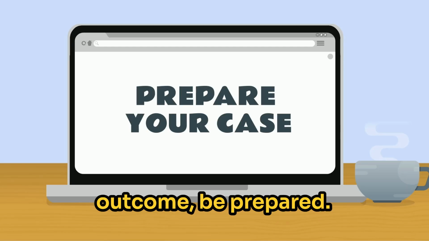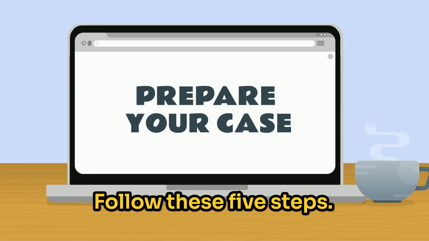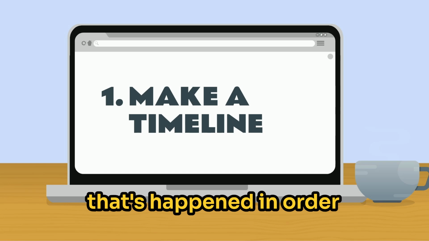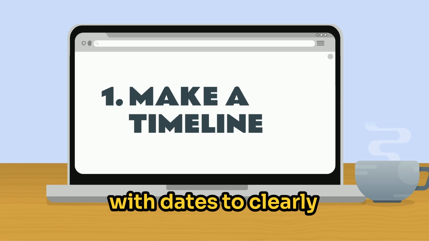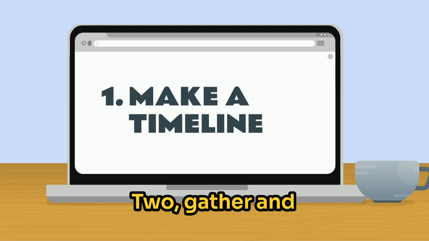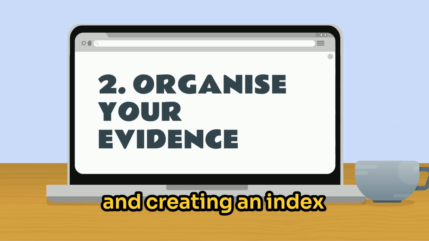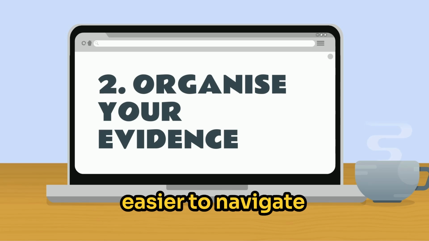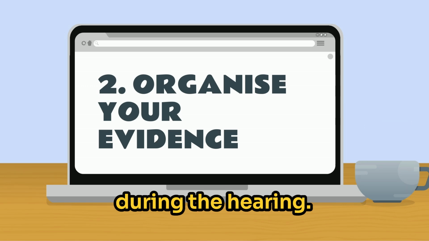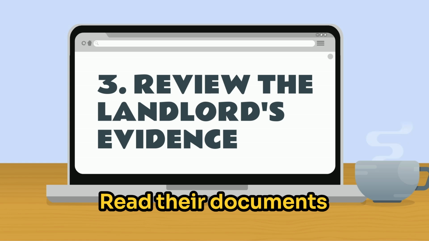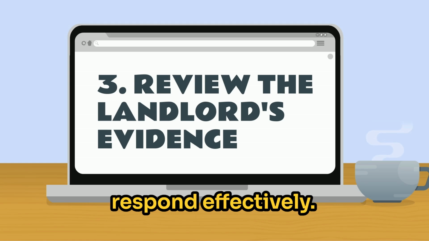To get the best outcome, be prepared. Follow these 5 steps. 1. Make a timeline. Write down everything that's happened in order with dates to clearly explain your case. 2. Gather and organise your evidence. Numbering pages and creating an index makes your documents easier to navigate during the hearing. 3. Review the landlord's evidence. Read their documents carefully so you can respond effectively.